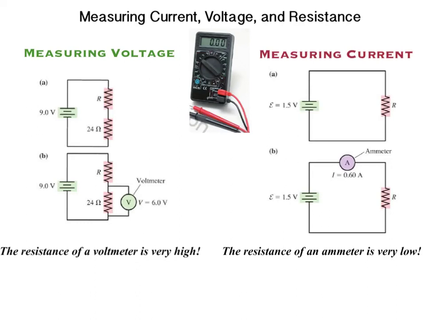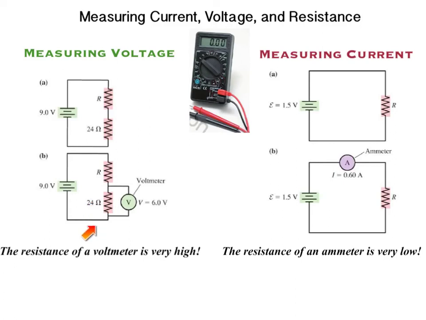The voltmeter has a huge internal resistance. To use it, you place it in parallel with the thing whose voltage you want to know. So in this picture, we see a two resistor circuit. To measure the voltage drop across this 24 ohm resistor, we have to place the leads on either side of the resistor while current is running through that circuit. The voltmeter, because it's in parallel with the resistor, has the same potential difference across it as does the resistor.